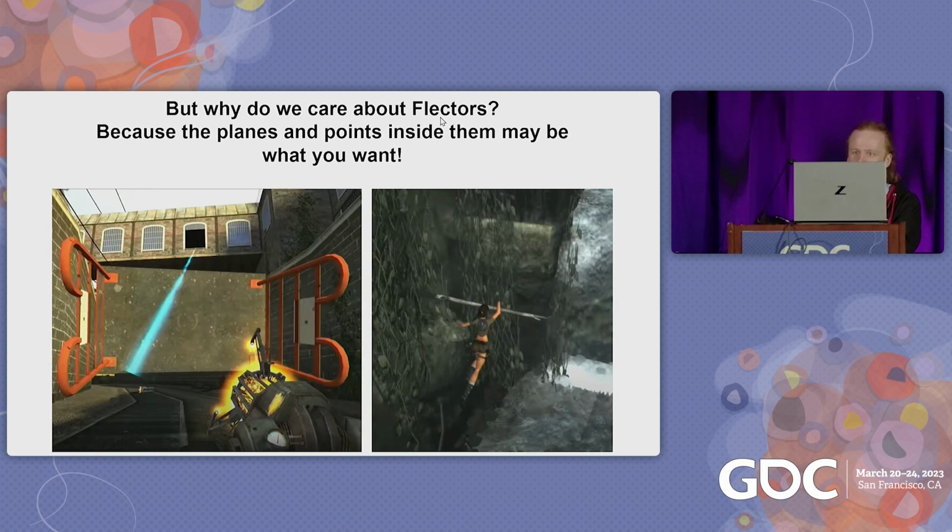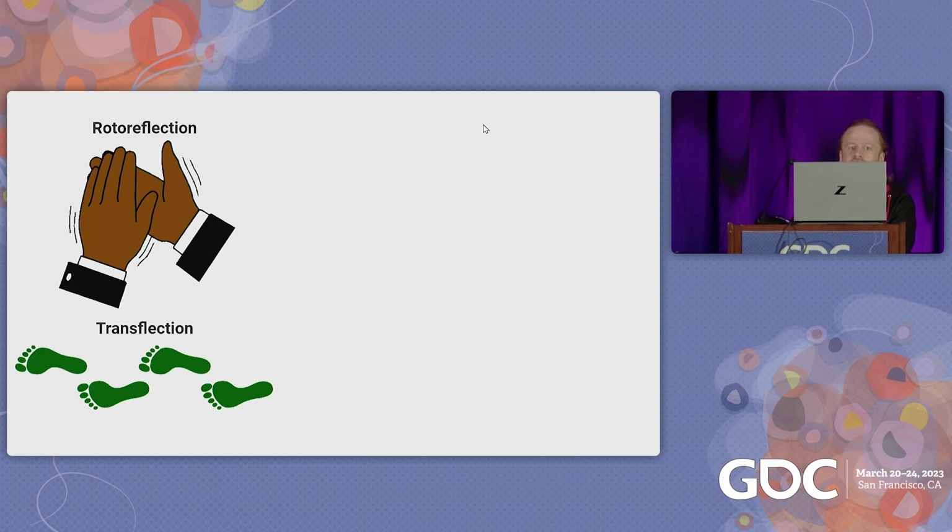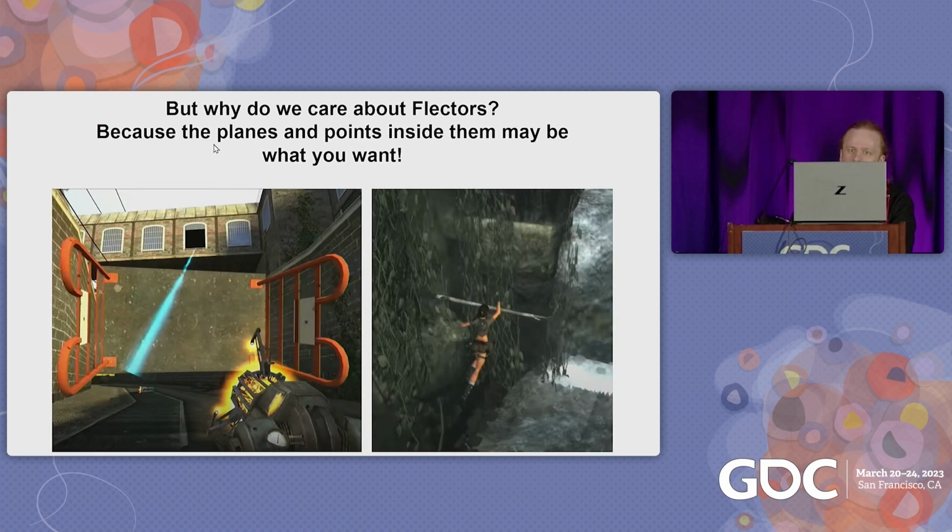Why do we care about these things, though? Why do we care about flectors, which is the general word for rotoreflections and transflections? The answer is because the planes and points inside them may be things that you want. So if we want to get the intersection, the place where this laser sight intersects the plane defined by this rectangle, it doesn't actually intersect the rectangle, but it intersects the plane defined by this rectangle here, which you might care about a lot. If you want to get that point, you will find it, we'll see later on, inside of a rotoreflection.